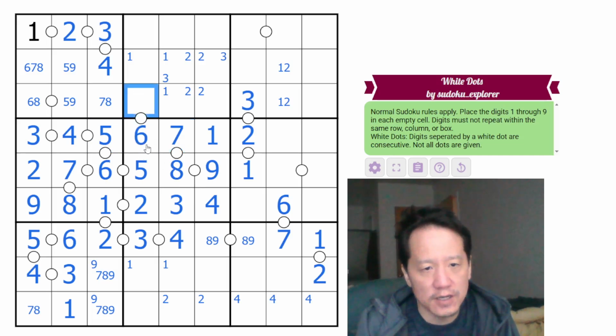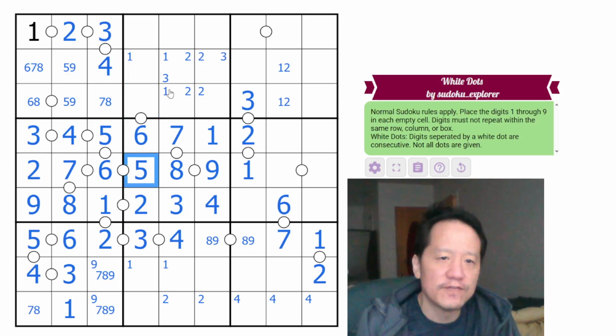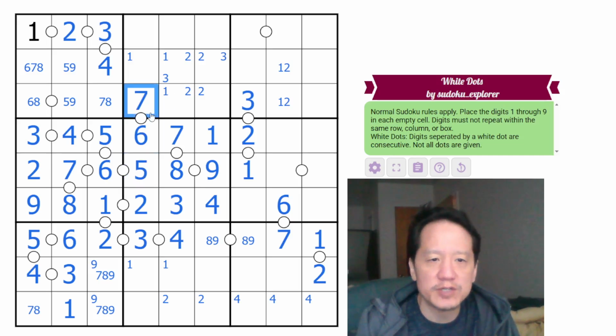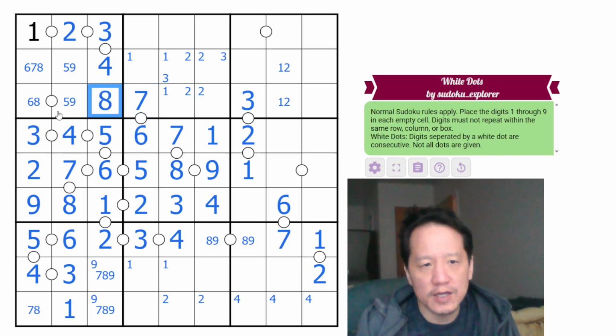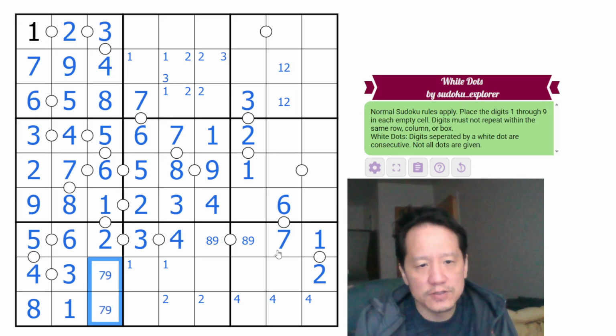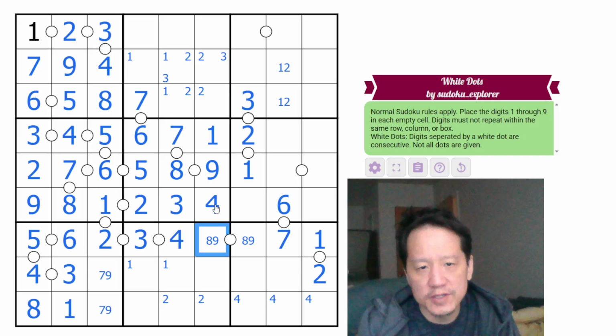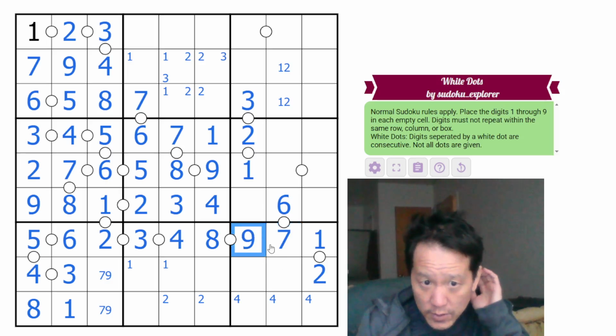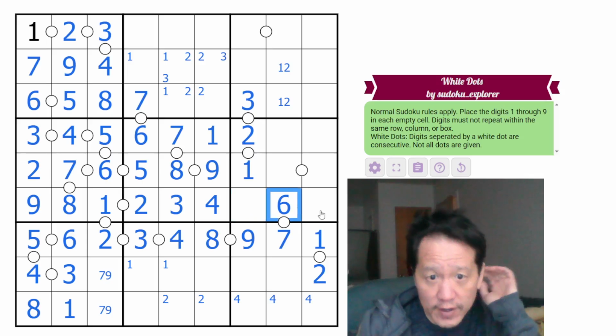6 is only consecutive with 5 or 7, and 5 is already in the column. So this must be 7, which forces this to be 8. This 8 means this has to be 6 and 5, which makes this 9 and 7. This 7 means this can't be 7, so this is 8. These can't be 8, so this is a 7, 9 pair. This can't be 9 because of this 9, so this must be 8, which makes this a 9. Remaining digits here are 5 and 7.